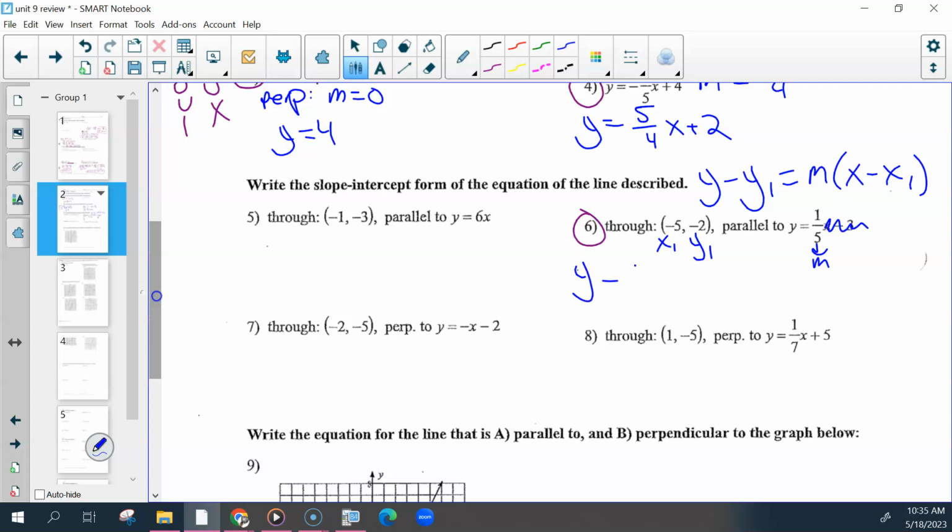Y minus our y1 would be minus 2 equals our slope 1/5 times x minus our x1, which is minus 5. Before you do anything, you have to make the minus negative a plus. So y plus 2 equals 1/5, and then in parentheses x plus 5. Then you'll need to distribute.